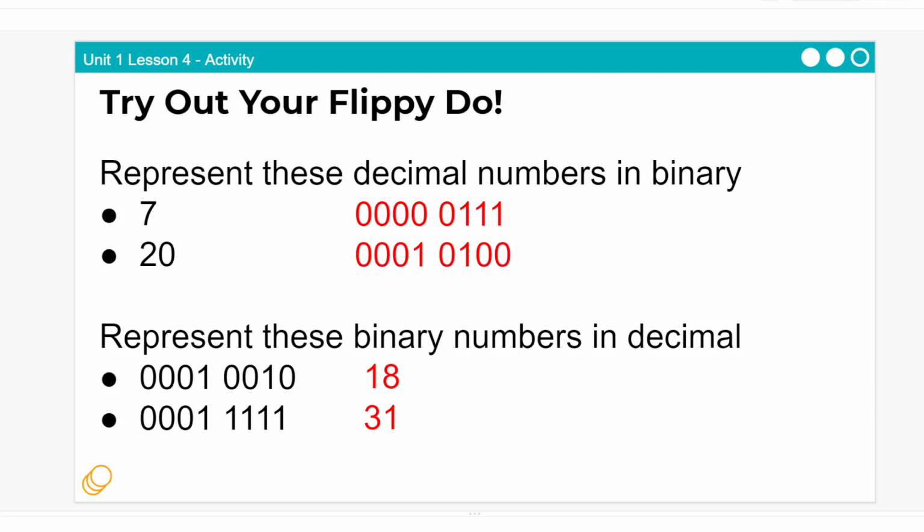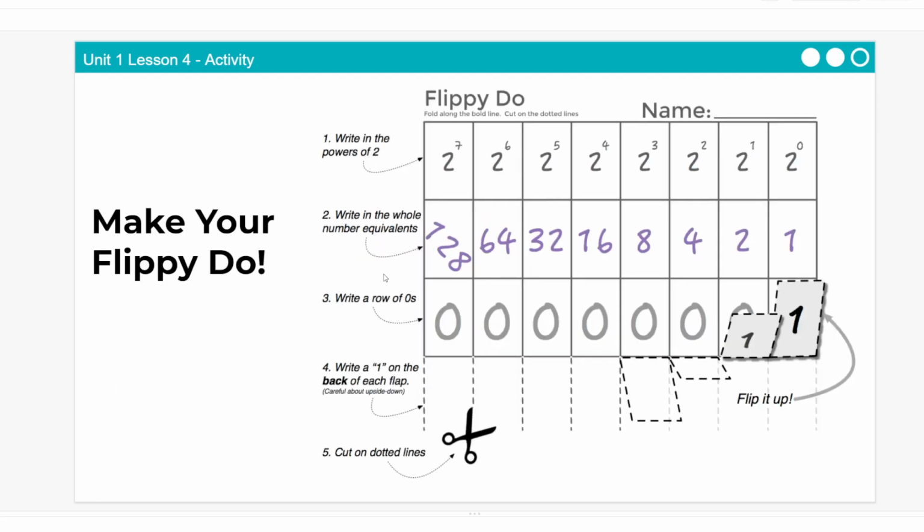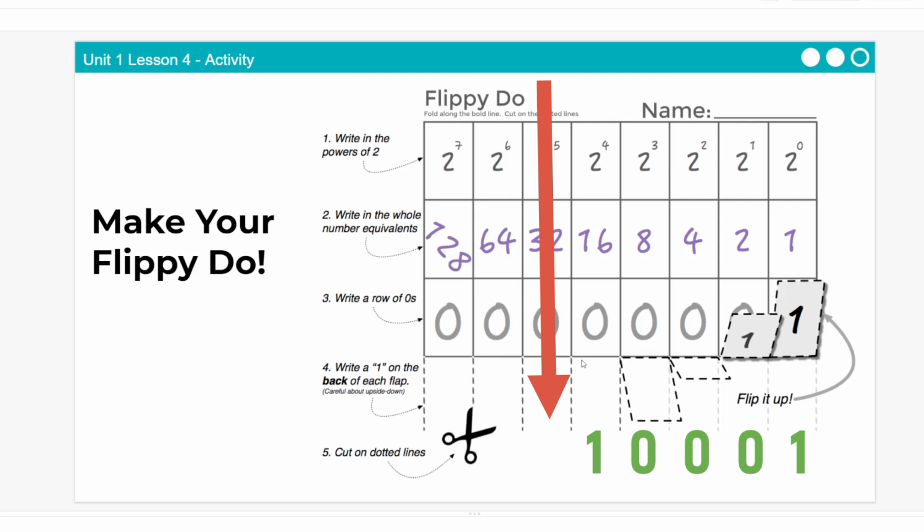If we wanted to represent 18, back at our chart over here, we would turn on the spot for 16. So we'd put a 1 here, 0, 0, another 1 here for the 2, and a 0. 16 plus 2 is 18.